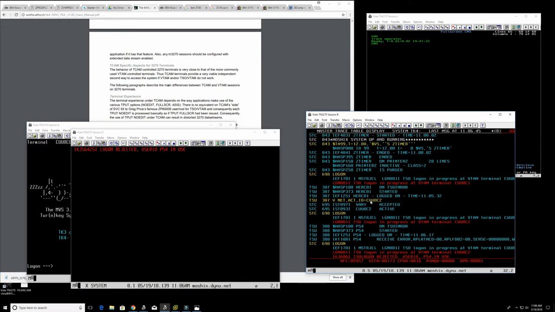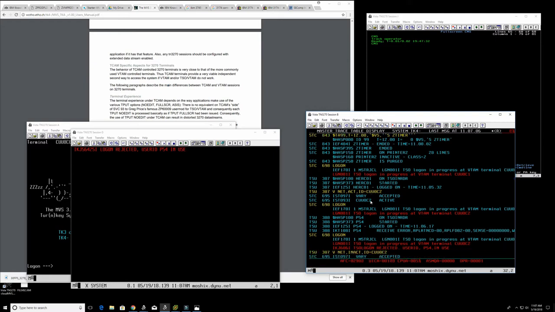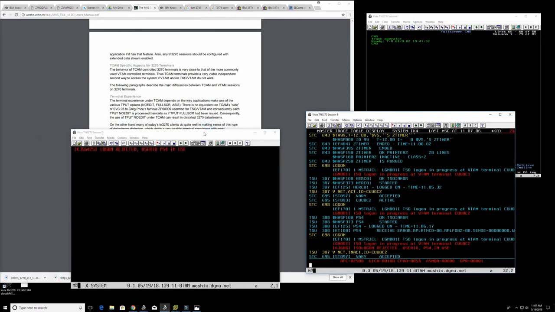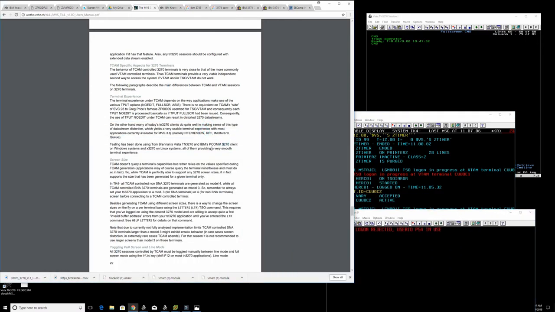So now what do we do? We go here and we say vary net inactivate, or deactivate, ID equals CUU0C2. However, it takes several minutes for this to happen. And the reason is because we're going through the 3705 emulation, which exists in TK4, and that takes a little bit to respond. So let's put this aside in the meantime.